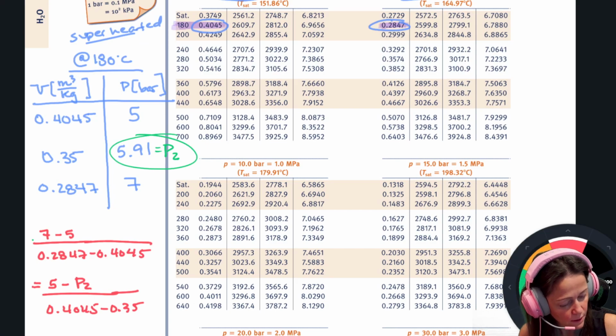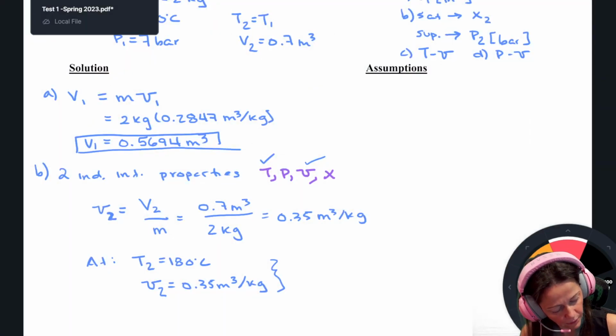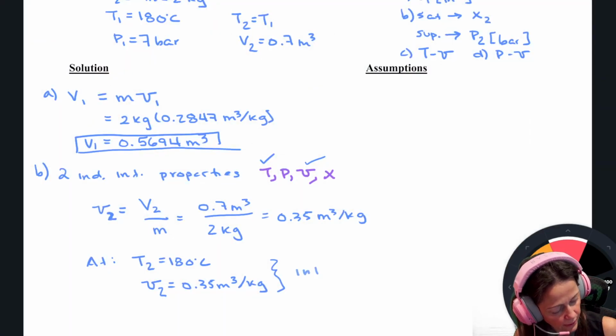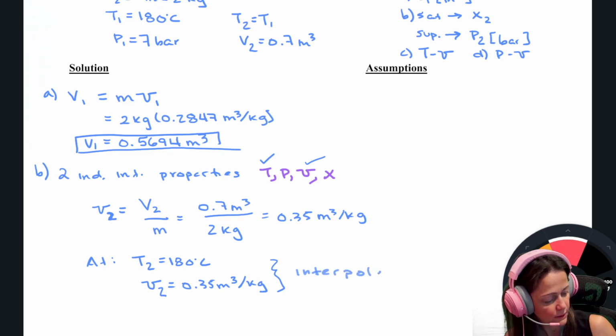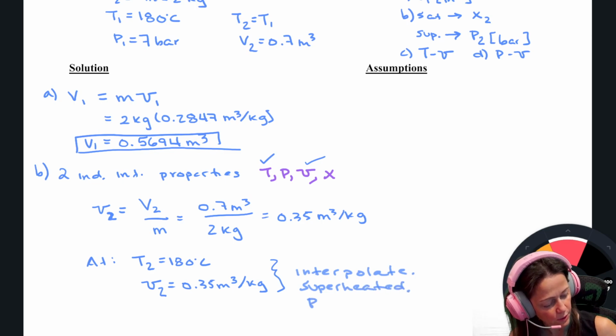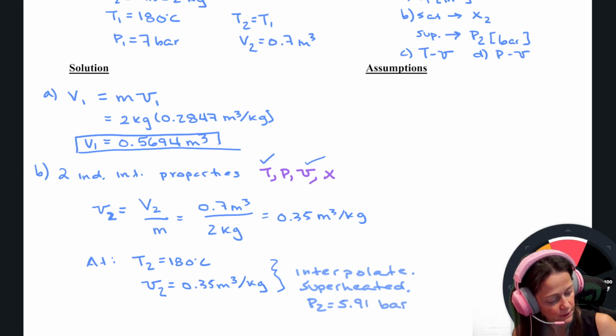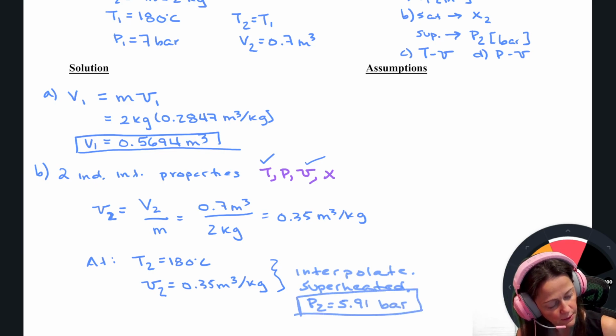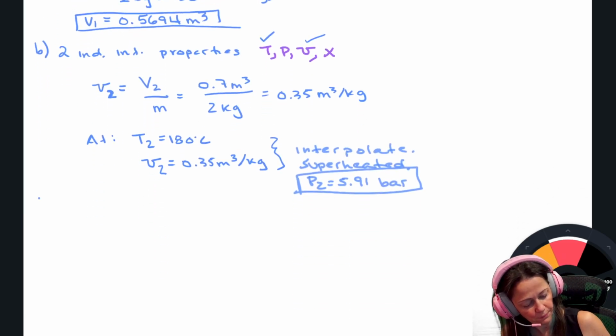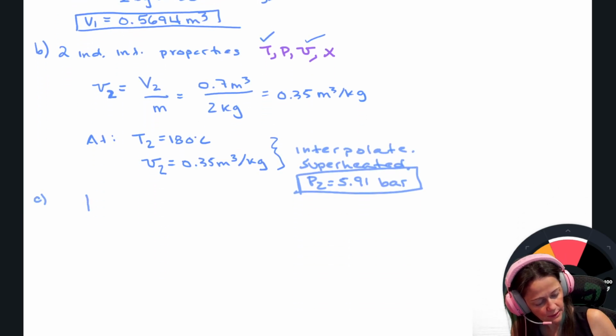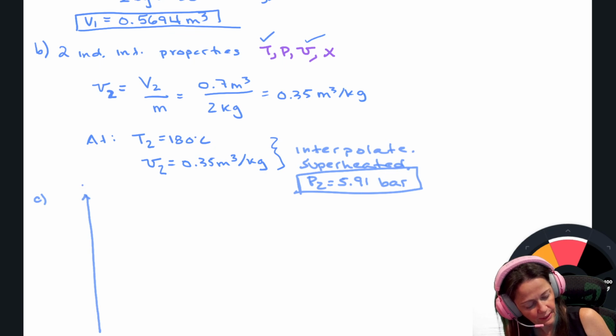All right, but anyway, I found my pressure. Perfect. We had to interpolate. It's superheated, and I know that my pressure is 5.91. Perfect. So that's my answer for part B. Part C, I needed a T-V diagram.